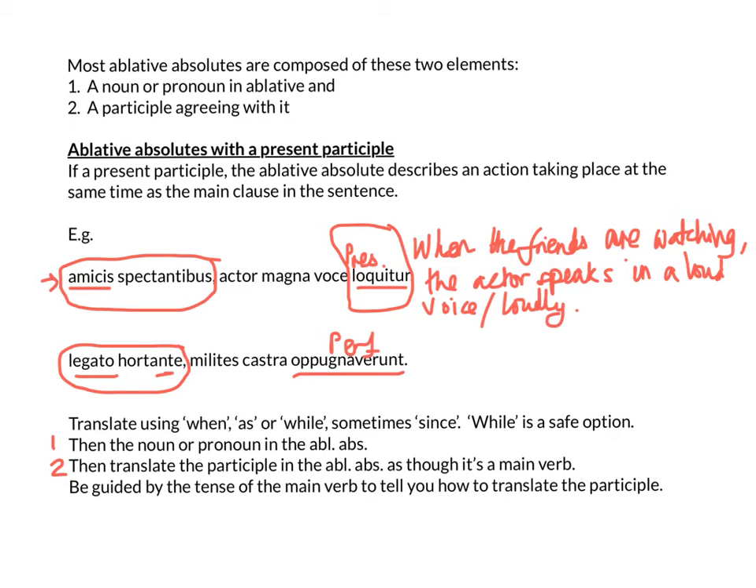So let's now translate the whole sentence. Well, I'm going to start with when. Again, I could use while or as, but when is what I'm going to use here. The noun first, legatus, which is the noun that legato is the ablative of. Legatus means a commander or an envoy or an ambassador. I will say when the commander.